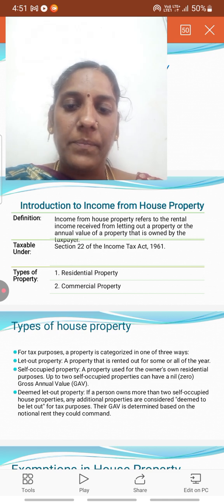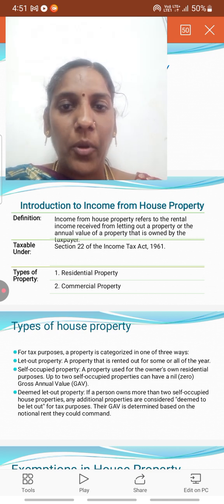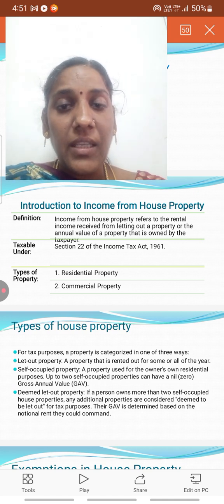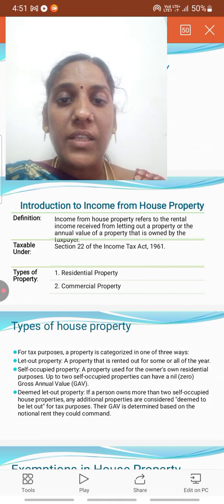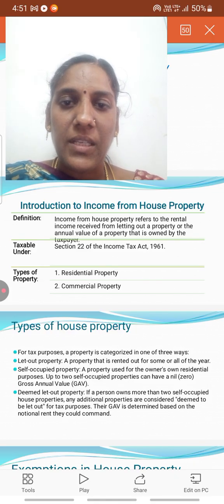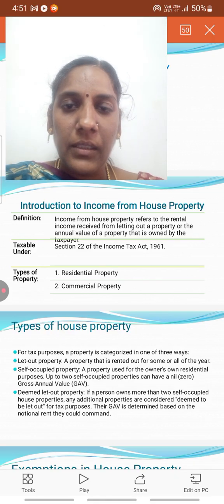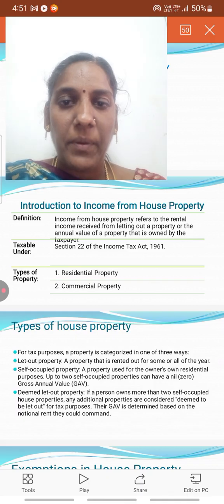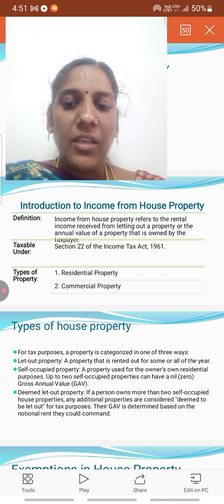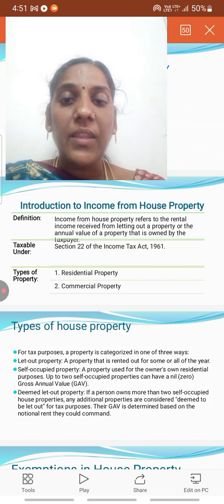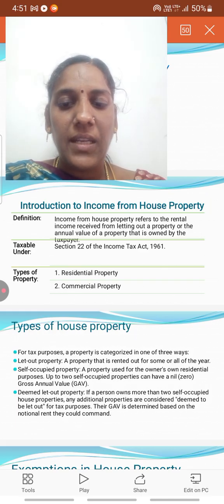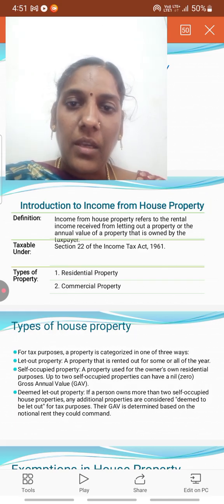Types of property: residential property and commercial property. In this topic we are going to discuss residential house property, or house property. For tax purposes it is categorized in three ways: let out house property, self-occupied house property, and deemed to be a let out property.